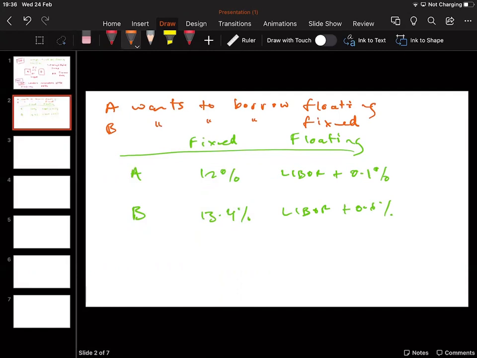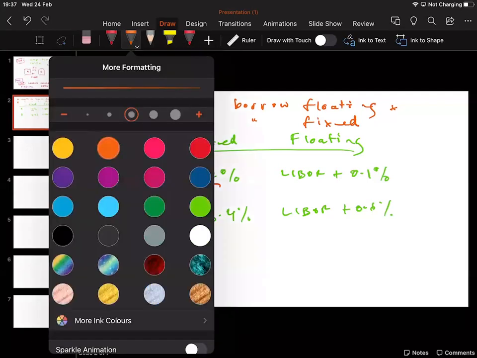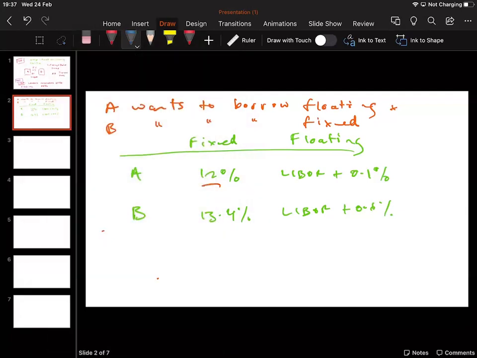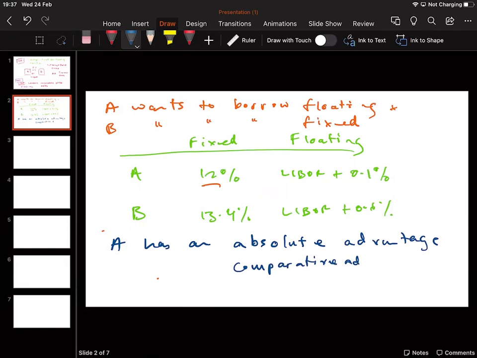So a little bit of the thinking would be, we have A and B. It would appear that, even though A wants to borrow floating, it's definitely clear A has an advantage at the fixed rate. We would say A has an absolute advantage and comparative advantage in borrowing fixed. A has an absolute advantage compared to B in borrowing fixed.